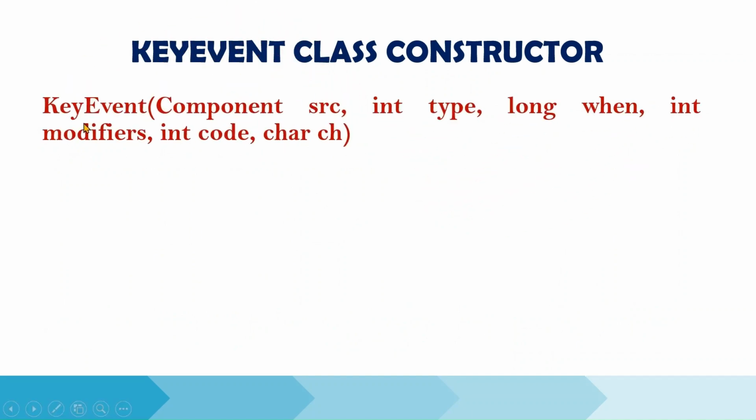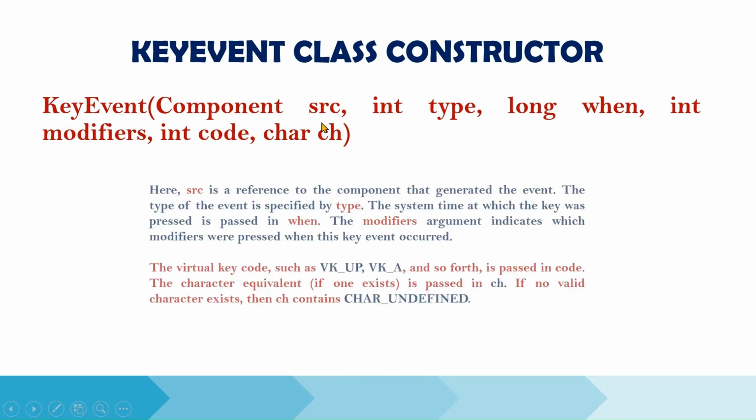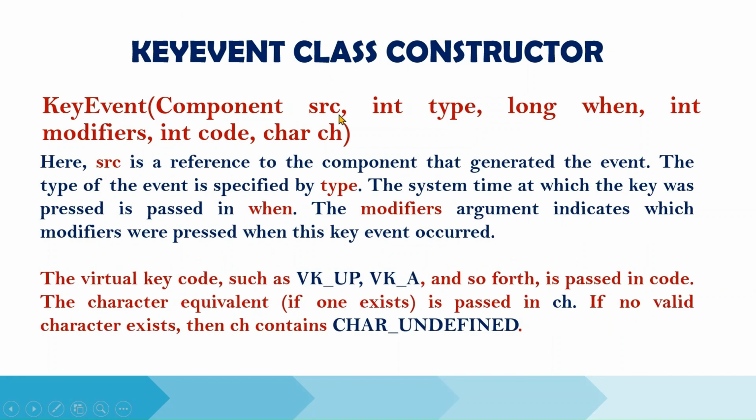Now what are the constructors? The KeyEvent constructor takes some parameters. The first one is the component src. What is this src parameter representing? It is nothing but a component. src is the reference to the component that generated the event. So which component is generating the key event, you need to specify.